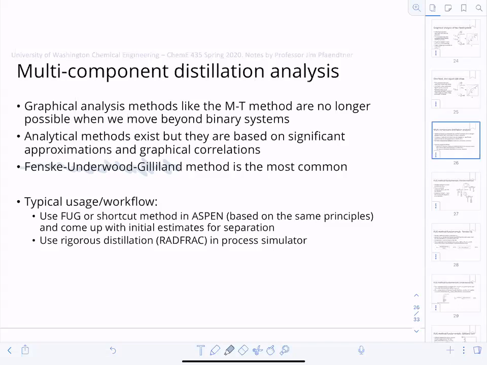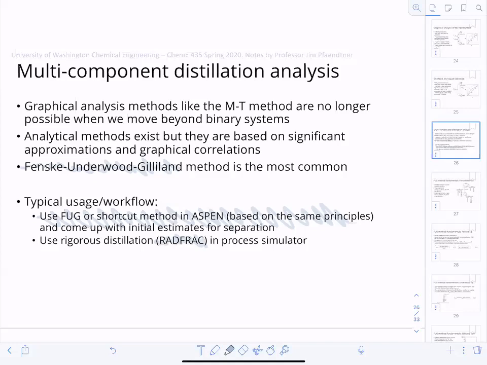So I'm going to show you the highlights of the Fenske Underwood Gilliland method. We're not going to ask you to do analytical solutions of this on a quiz, but it's really important to understand what is going into this method, because you'll be doing these shortcut calculations in Aspen quite a bit. You can't really do the rigorous distillation until you know something about your system. So your workflow in real world separation design with distillation would be to use a shortcut method, whether it's analytical or in Aspen, get some initial guesses and estimates, and then you would do this rigorous distillation. In Aspen, it's called RadFrac, that block, but there are other names for it as well, of course.